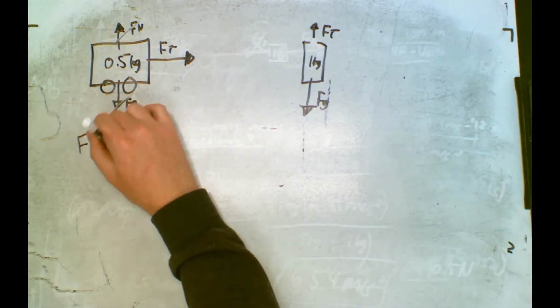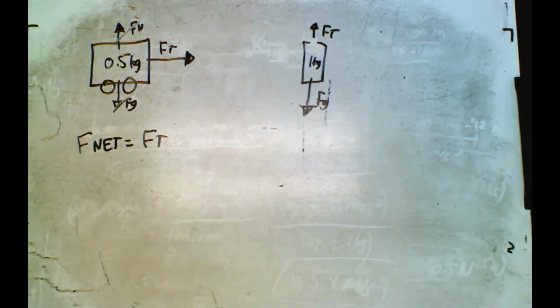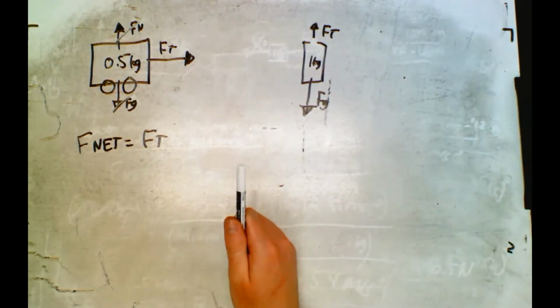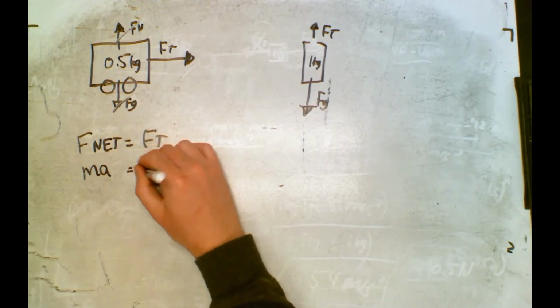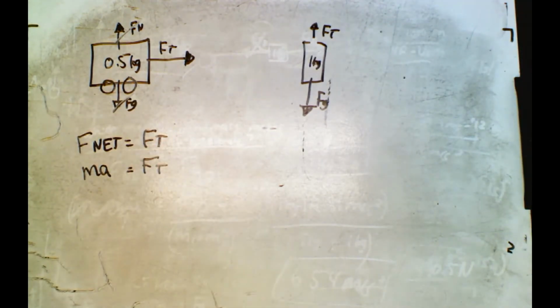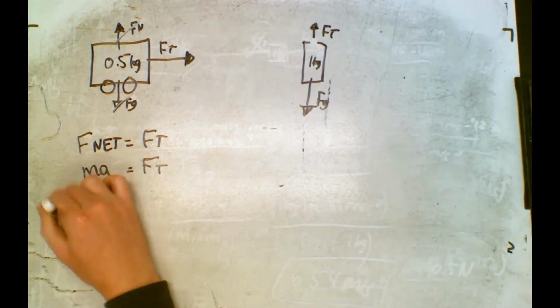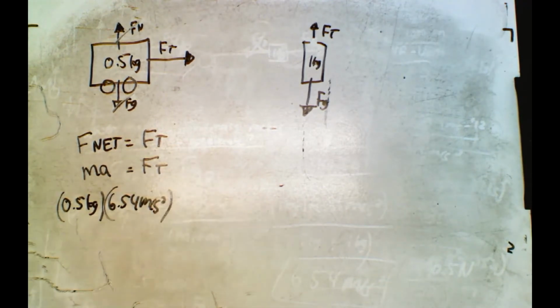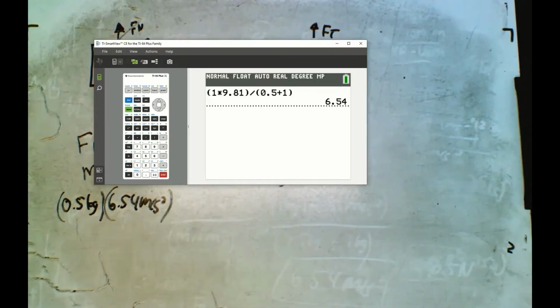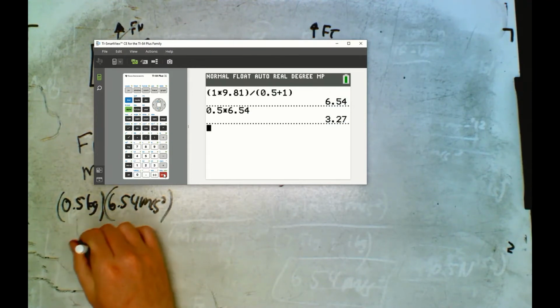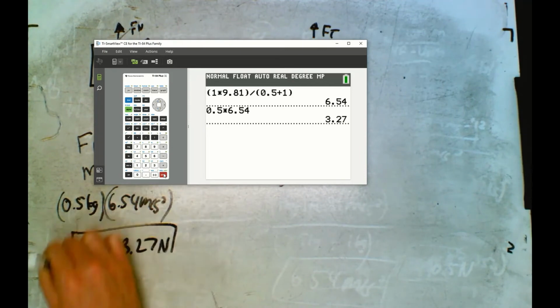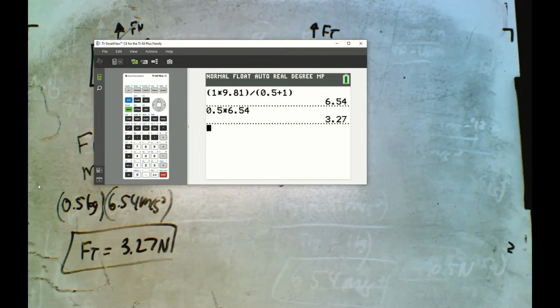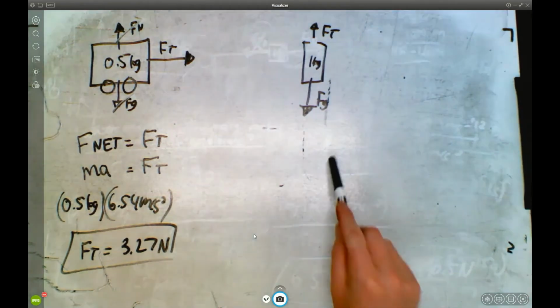So I can write an FNet equation for this, where FNet is equal to the force of tension. So if I want to find the force of tension, I just have to go mass times acceleration. Well, I would go 0.5 kilograms times my acceleration that we just found, 6.54 meters per second squared. So 0.5 times 6.54, and I get my force of tension to be 3.27 newtons. So that's the easier way of doing this. I can also do it with this one as well. It's just a little bit harder.